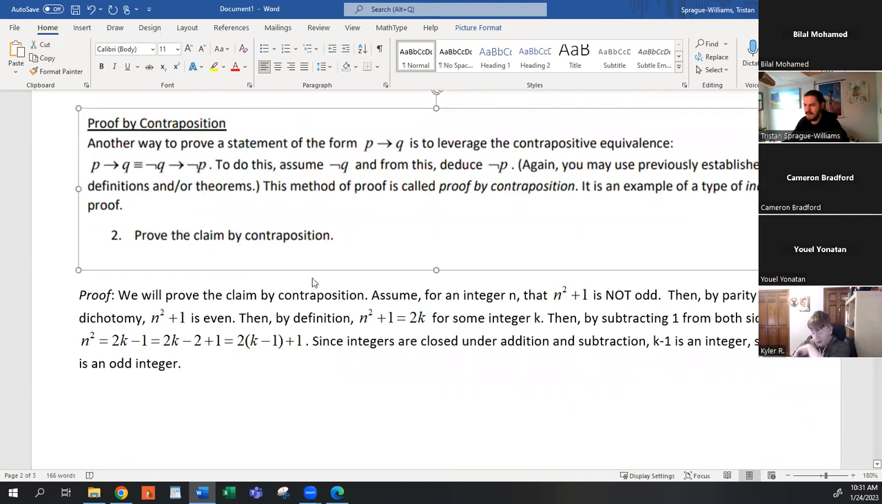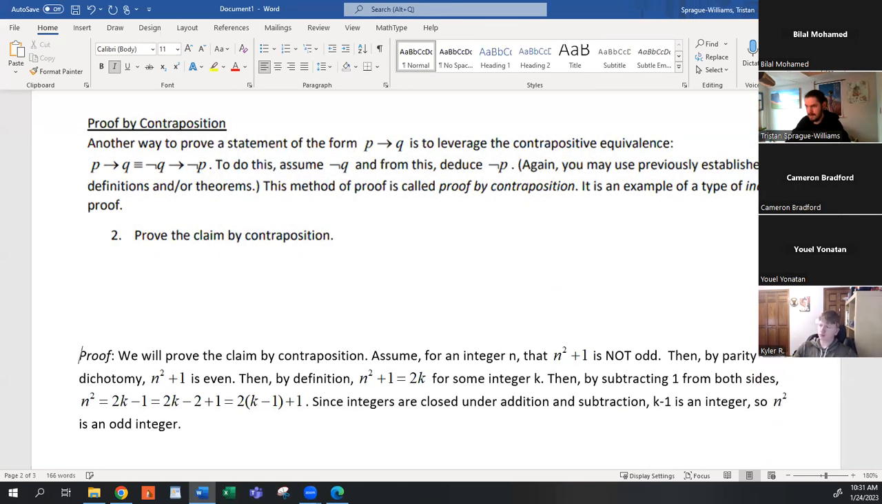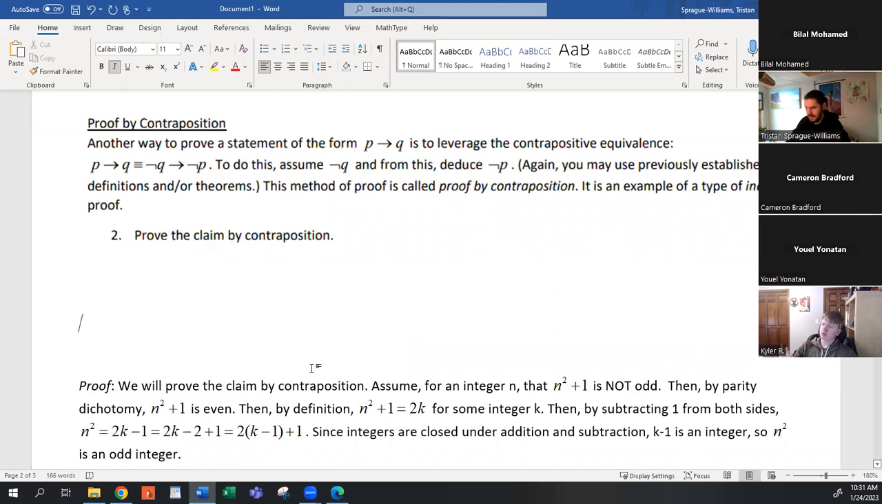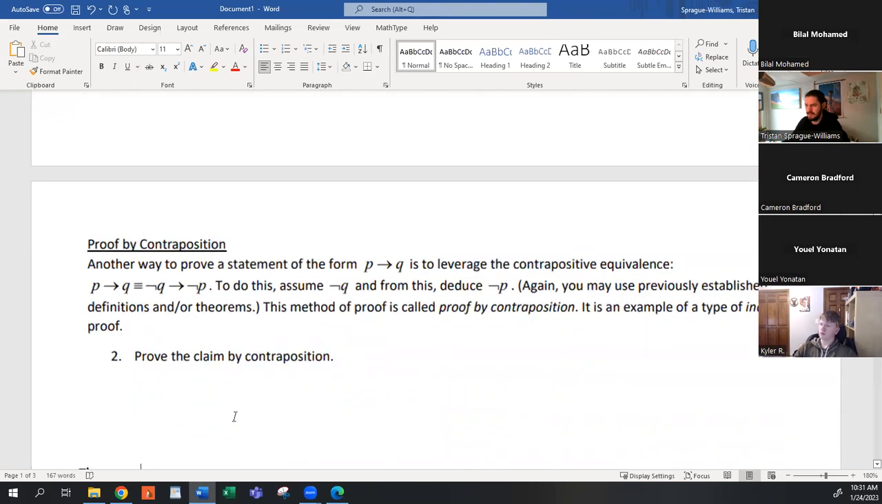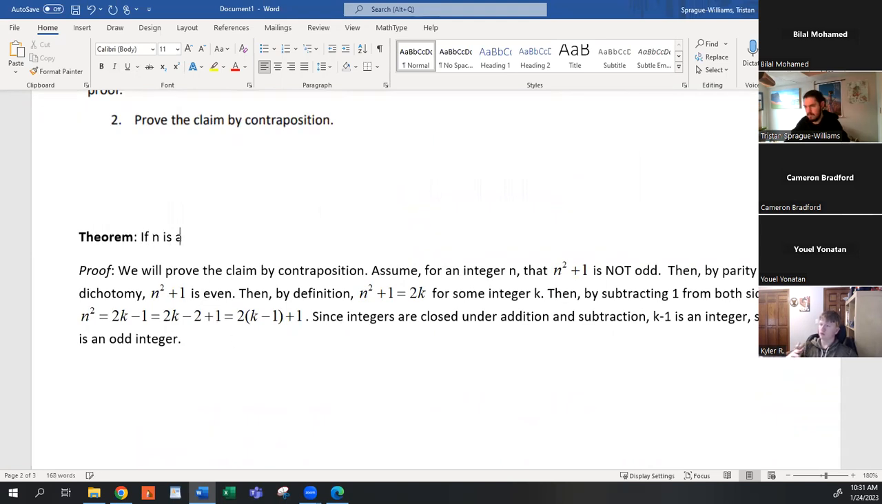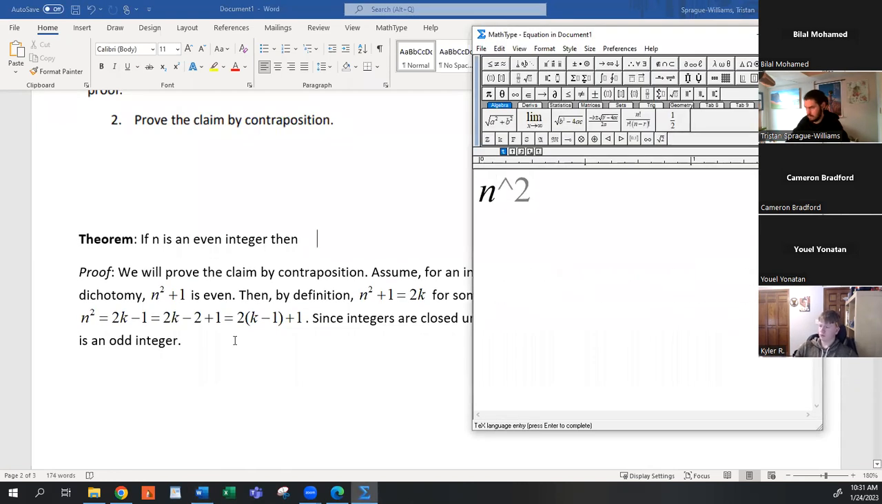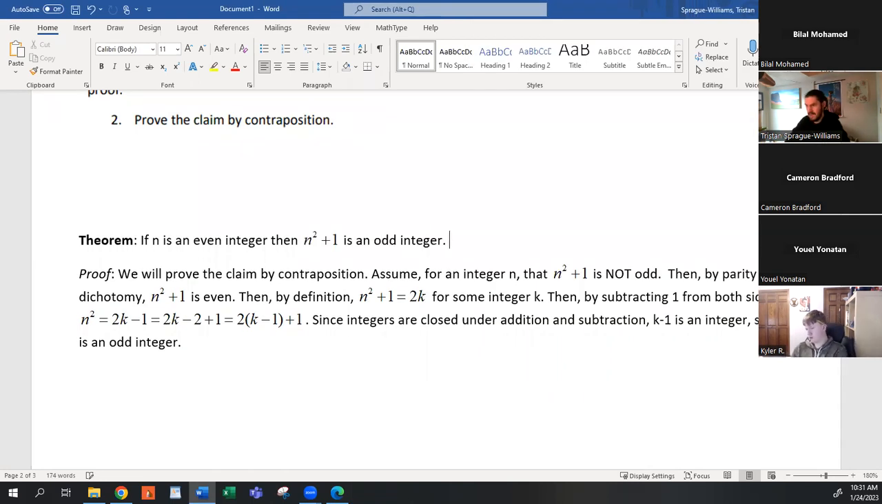So in order to prove that, what I want to do is come up here and prove what's called a lemma. So the thing we're working on right now is a theorem. We can call this a theorem: if n is an even integer, then n squared plus 1 is an odd integer. But before that theorem, we want to prove another, smaller theorem, which we're going to call a lemma.